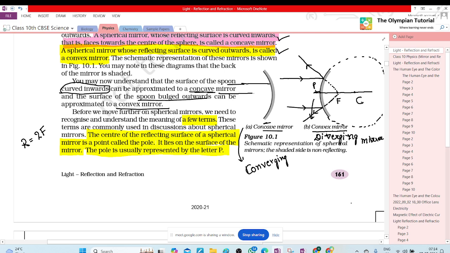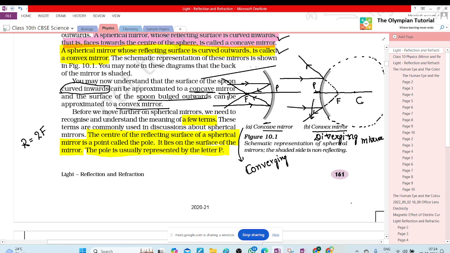Firstly, I will show you this one. This one is known as principal axis. This one is P, here is the center of curvature, and this one is the focal length. So all rays will go towards the focus. Okay, this one is known as converging mirror.